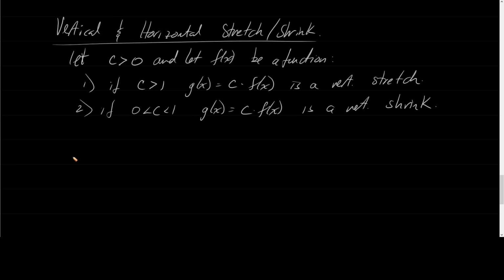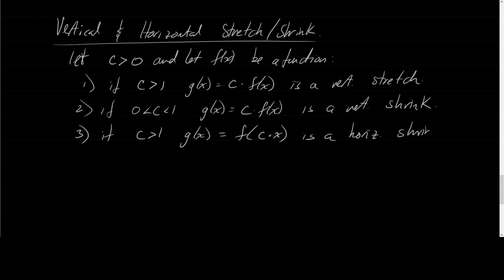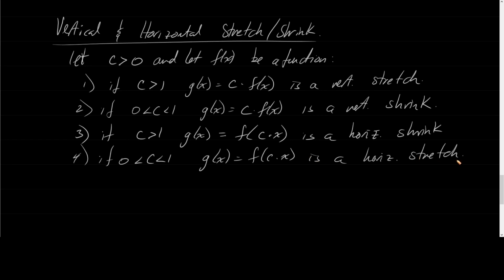Well, actually, we have two other cases now. If c is bigger than 1, then g of x being equal to f of c times x is a horizontal shrink. When that c on the inside is bigger than 1, it's a horizontal shrink. And remember, the horizontal stuff kind of works backwards from what you expect it to. Similarly, if c is between 0 and 1, then g of x being equal to f of c times x is a horizontal stretch.